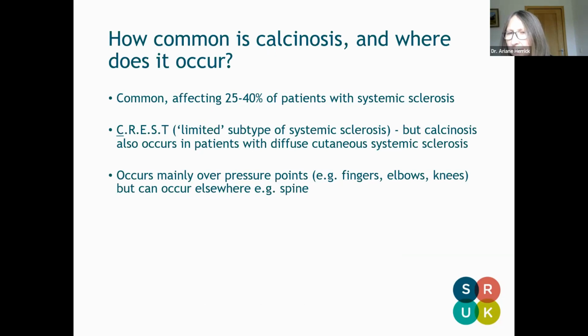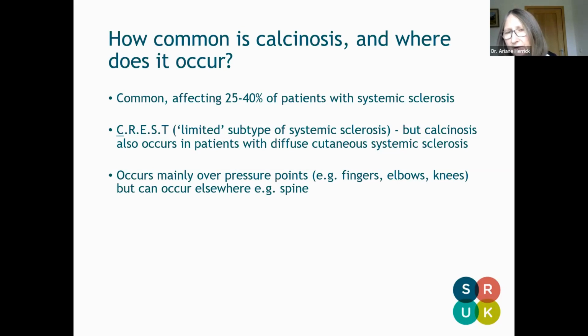Okay, so calcinosis in people with scleroderma is common. It's said to affect between 25 and 40% of patients, and that would certainly be our experience from the cohort attending Salford. I think the reason why numbers vary is because it really depends how carefully you look for it. If, for example, you were to X-ray everyone's hands of people with scleroderma, then you would actually find small calcium lumps in individuals who weren't aware of them, because sometimes calcinosis can be subclinical. So it does depend how carefully you look. But anything between 25% to 40% of people probably have calcinosis to some extent.